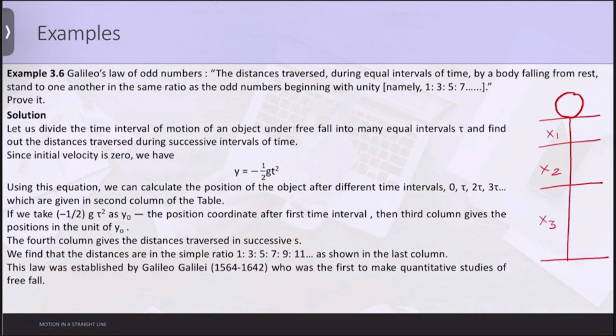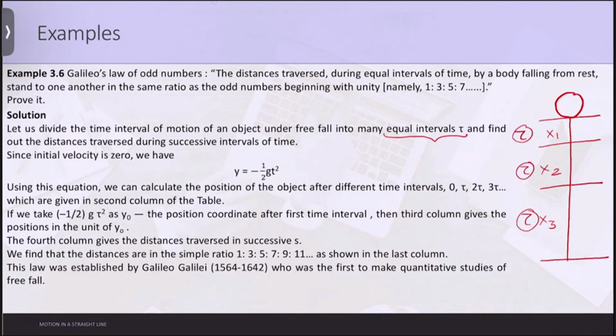Here also the time period was tau only, here also tau, here also tau. Now we are trying to find that the ratio of x1 to x2 to x3 to x4 will be 1:3:5:7, and that is why it is called the law of odd numbers. So let us divide the time interval of motion of an object under free fall into many equal intervals tau and find the distance traversed during successive intervals of time.